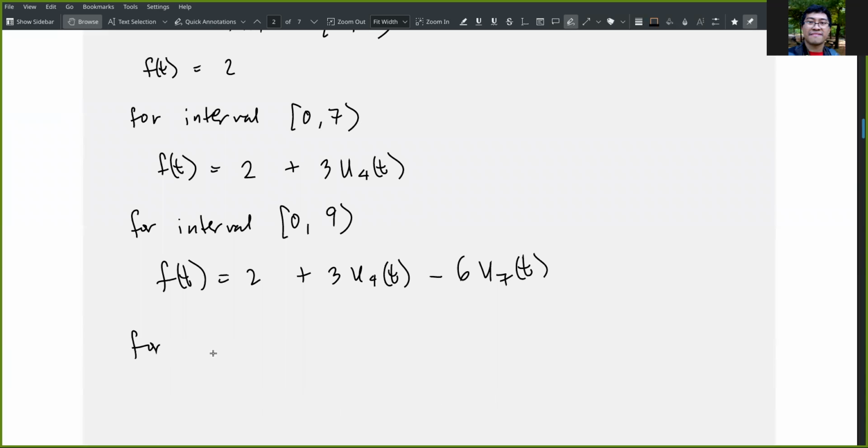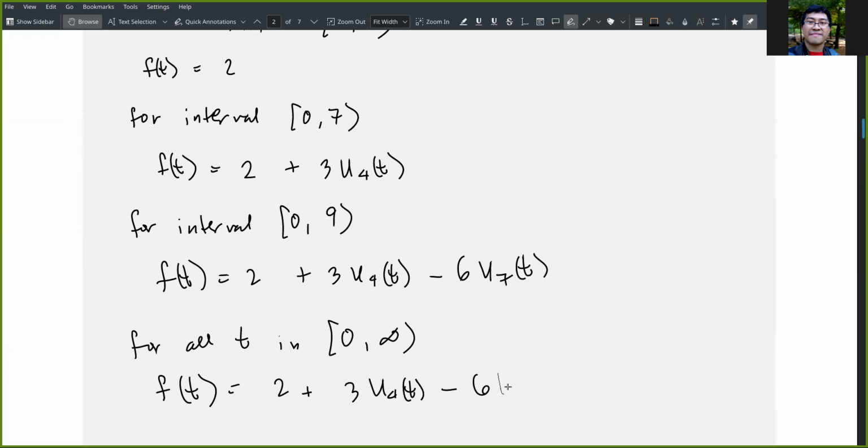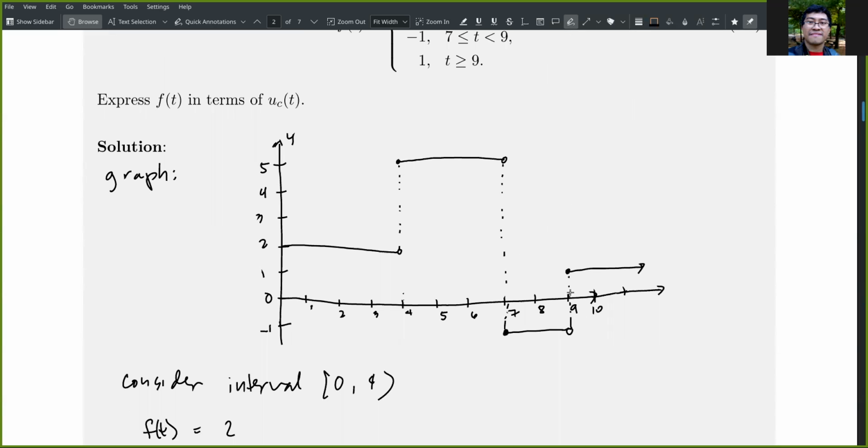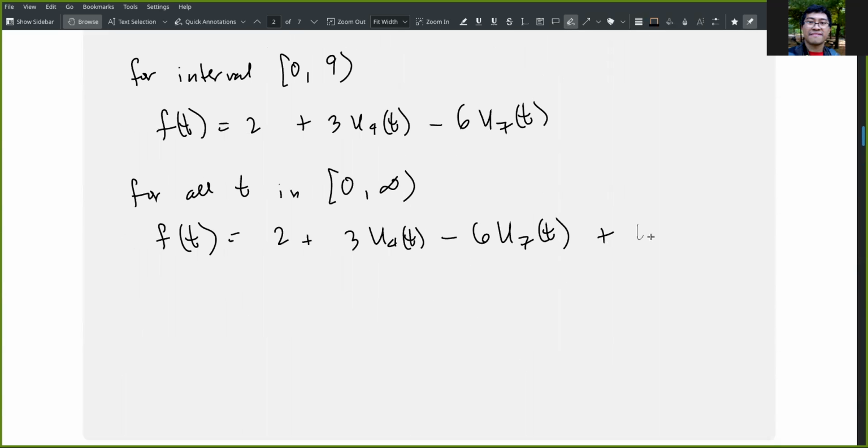And then finally for all t in the interval 9 to infinity, f(t) is equal to 2 plus 3u_4(t) minus 6u_7(t) plus, from 9 it goes up 2 steps, 2u_9(t).